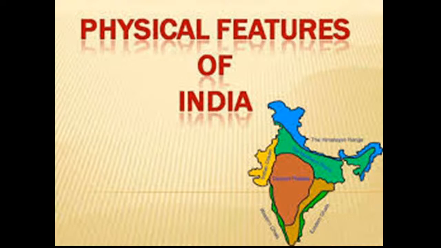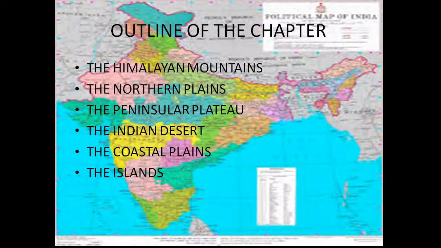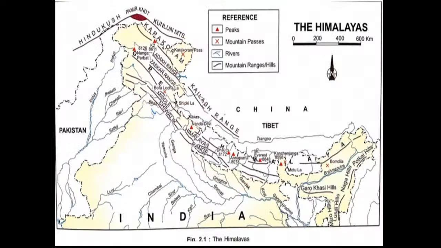Okay, children. So, in the previous class, we started the chapter, the physical features of India. Today, I am going to continue the same chapter, and the topic for today would be the northern plains. Yesterday, I told you about the outline of the chapter: the Himalayan mountains, the northern plains, the peninsular plateau, the Indian desert, the coastal plains, and the next one was the islands. We have talked about the Himalayas and the different peaks, mountain passes, rivers, and the mountain ranges or the hills which are covering the Himalayas.